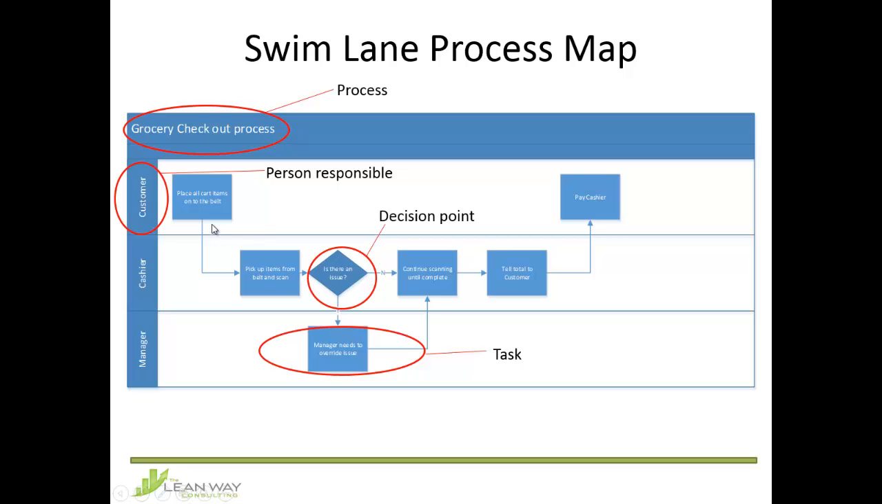So the way this is read is that a customer places all the cart items on the belt, then the cashier picks up the items to belt and scan. If there's an issue, call the manager, and the manager needs to override, and if not, continue scanning until complete. And if you notice, as soon as the manager finishes, they continue to scan until complete. And then you tell the customer the total, and the customer pays the cashier. And this is the sequence that these events happen. If anything happens at the same time, you would see them stacked on top of each other.